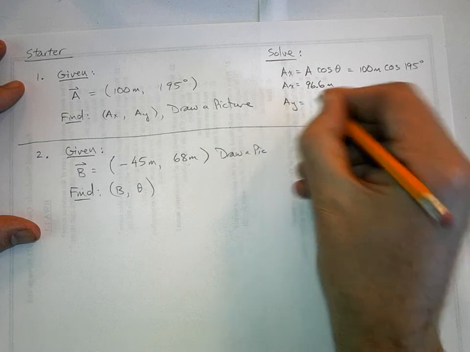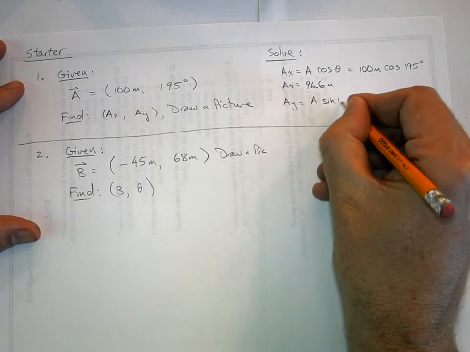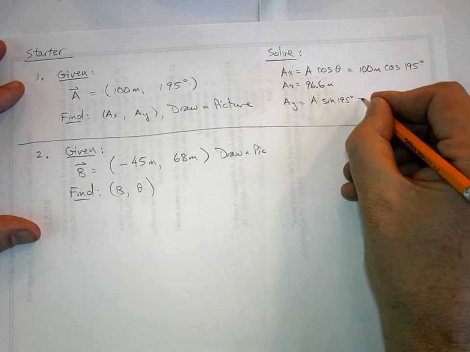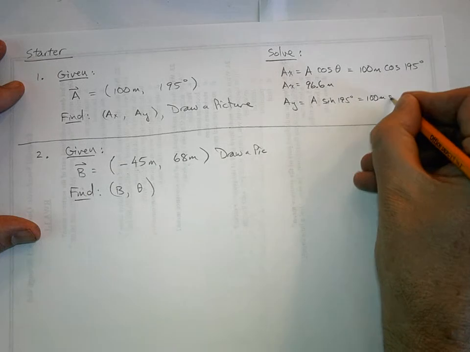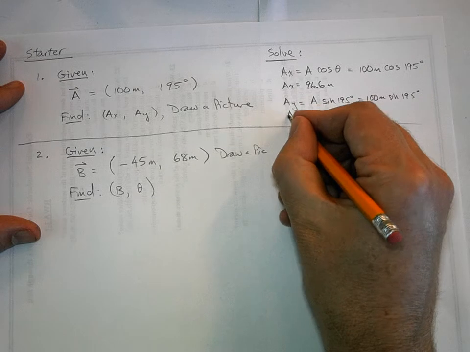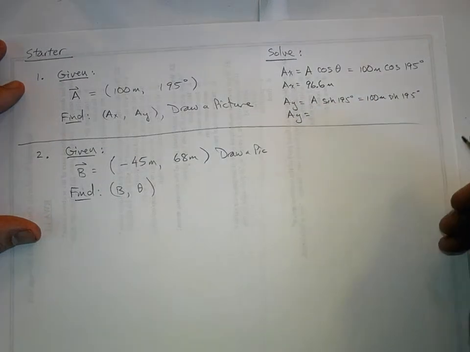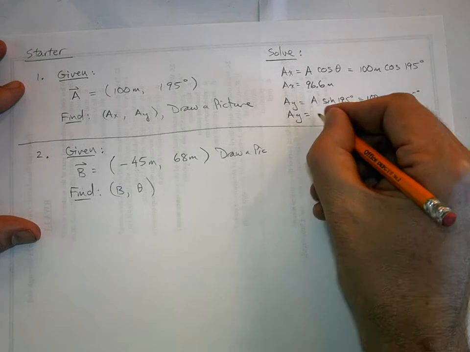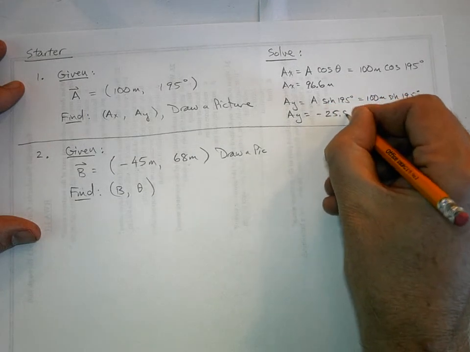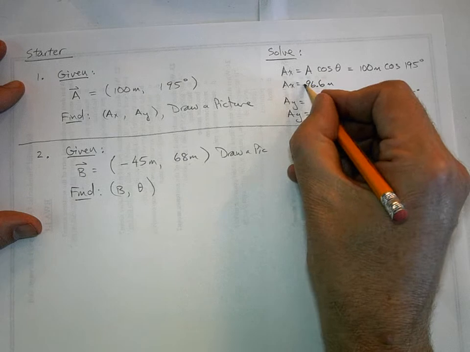A_y is equal to A times the sine of 195. So that's 100 meters times the sine of 195 degrees. And what'd you get for A_y? Negative 25.8 meters. Yeah, this should be negative.